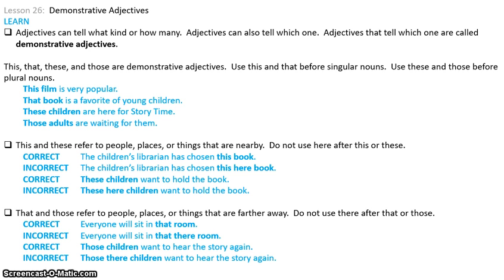The correct one, those children want to hear the story again. Now, if I'm talking about the children that are gathered around me, then I would say, well, these children want to hear the story again. But I must be talking about children that are in a different room, or children that are waiting to come into the room, or somebody I might have in class next. Then I would say, those children want to hear the story again. So location plays a big part of which one you're going to use, which demonstrative adjective you're going to use, and you also have to look to see if it's a singular or a plural noun that you are describing.